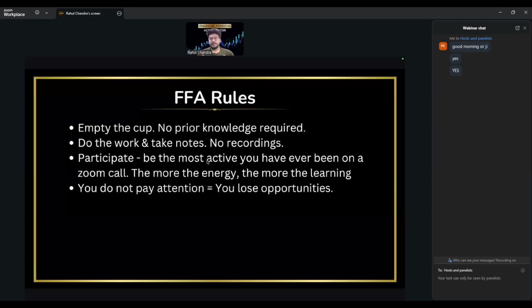Second, do the work, take notes, whatever you feel important, please note it down. Because as you guys already know, there will be no recordings provided as we are not comfortable sharing recordings out of our community. And furthermore, you are people who have taken the step to attend the session live. We don't want to give it away to everybody who had got the invitation, but didn't even have it in them to come and join the session.